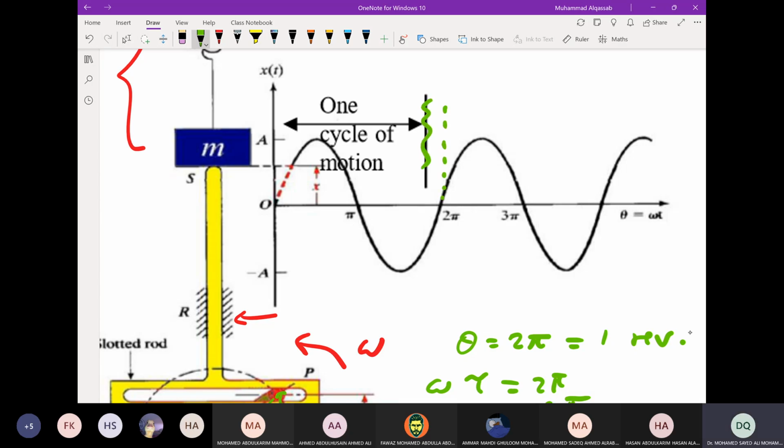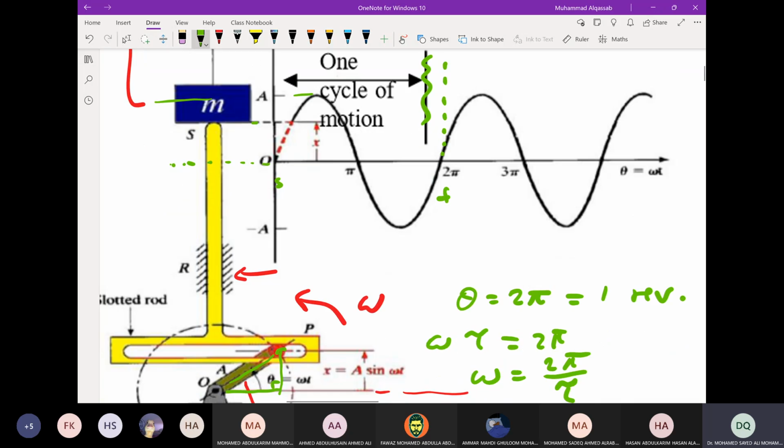Okay, to the end. From this is the start, and this is the finish. So this is one complete cycle. One complete cycle for the mass means it is moving from the zero line when theta equals 0, reaching to the top point. This line is reaching here to A, which is equal to the crank length.